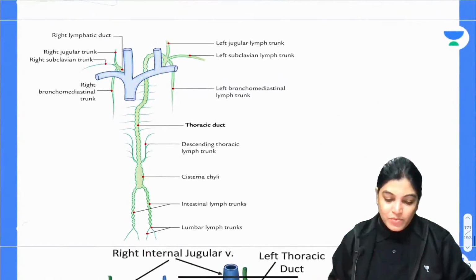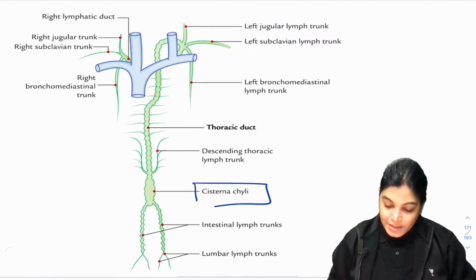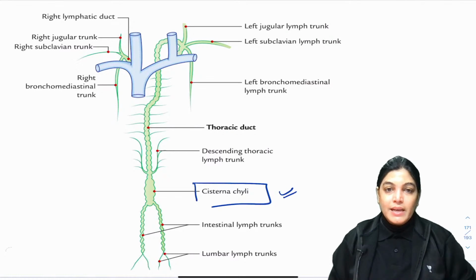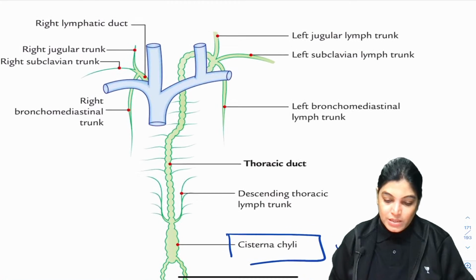For this, you can see firstly this diagram. If I enlarge this diagram, here you can see the thoracic duct starts ascending up from the cisterna chyli, and its ultimate termination, if you want to see the termination.